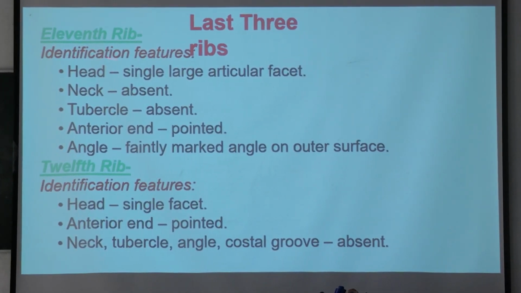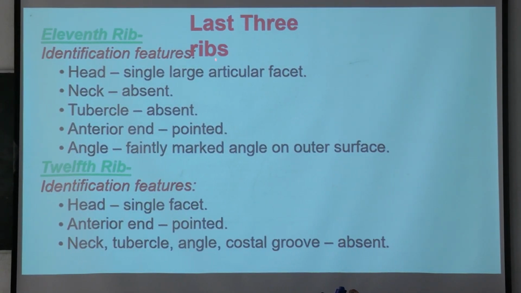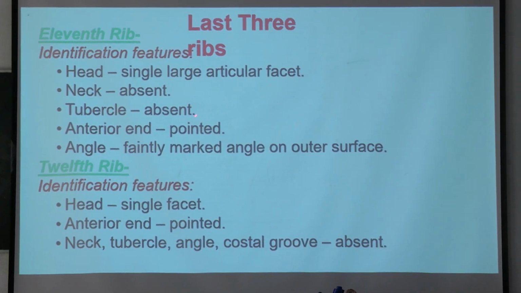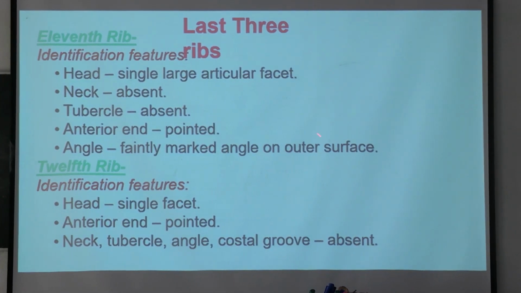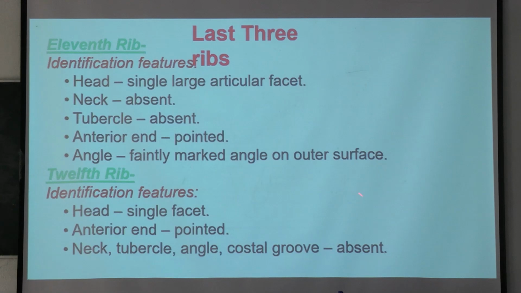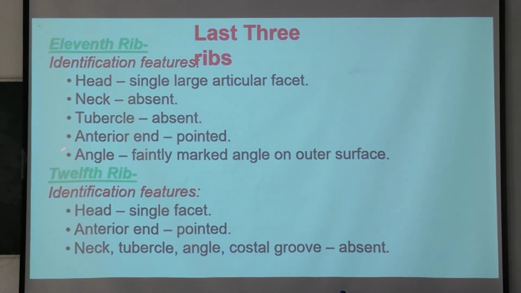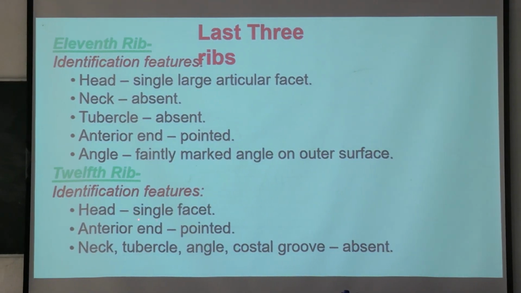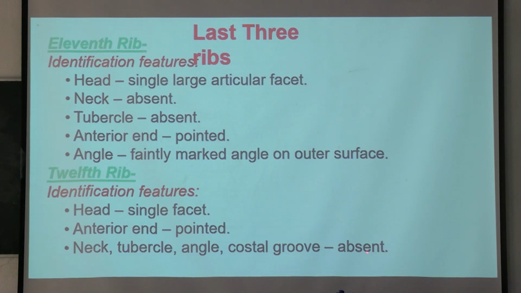Next we go to 11th rib. What are the identification features? Head has single large articular facet, neck is absent, tubercle is absent, anterior end is pointed, angle is faintly marked, angle on the outer surface is present. 12th rib, identification features: head has single facet, anterior end is pointed, neck, tubercle, angle, costal groove all are absent in 12th rib.